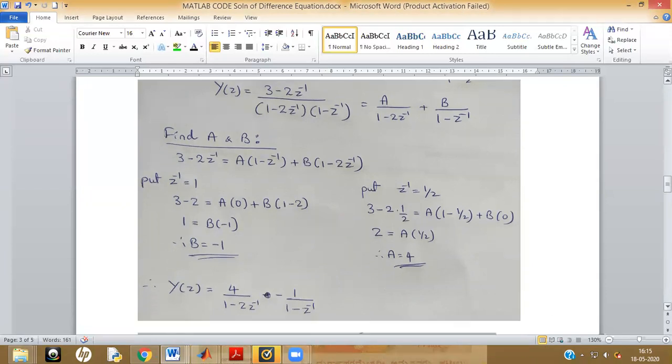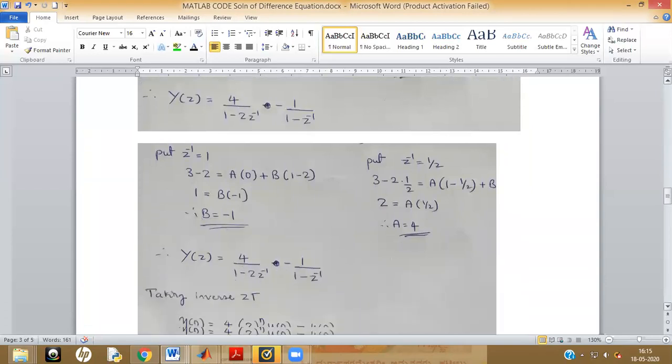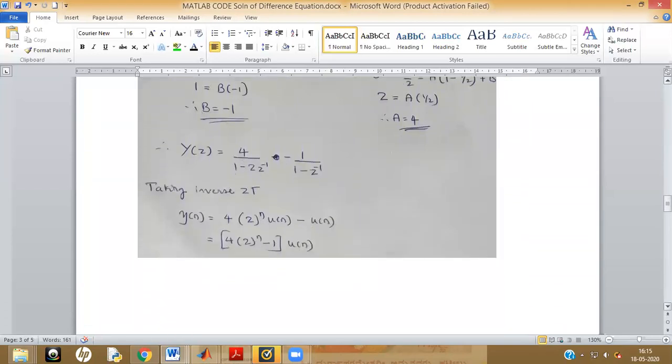So when you apply the inverse z transform, you will get the solution as y of n equal to 4 into 2 raised to n minus 1 u of n. So this is one solution. This is the solution.